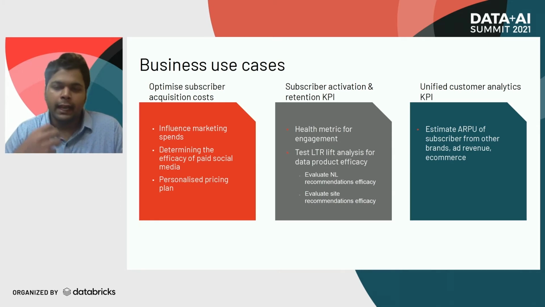So the lifetime revenue that we have estimated is only for the New Yorker subscription business. We can consider that as an initial step to build a unified KPI for each customer at organization level. We can scale this up to all brands and all revenue streams, and then sum this up to arrive at a unified KPI.